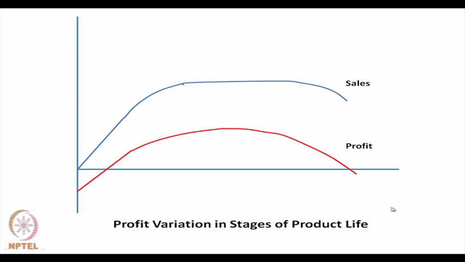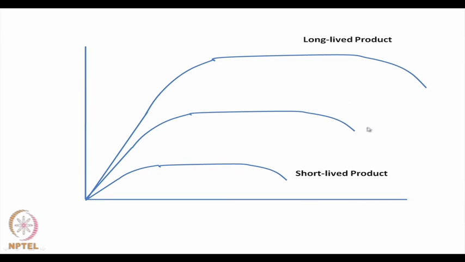So, this diagram shows how the profit goes up and down. Initially, when there is an investment in the introduction phase, profit is negative. Then profit rises, reaches a maximum during the maturation phase, and then slowly declines to become negative again as the sales decline. The curve drawn in red shows profit variation. Now, here is a long lived product, here is a short lived product. A product that has quality characteristics that are acceptable to the market will have a long life compared to one that is not so accepted. It may have only a year or two of life, while some others may continue for 5 to 10 years.